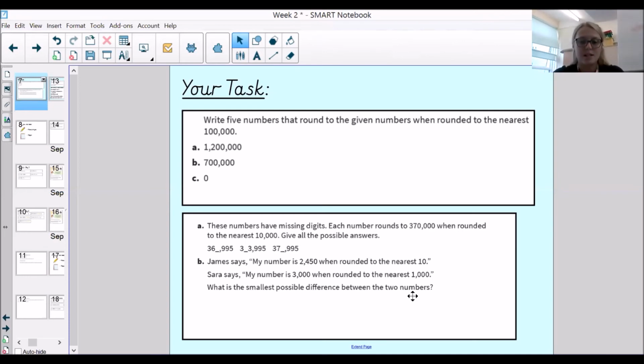And the last one says, James says, my number is 2,450 when rounded to the nearest 10. Sarah says, my number is 3,000 when rounded to the nearest 1,000. What is the smallest possible difference between the 2 numbers? Now that one's a trickier one, okay? We're going to go through that one in the most detail, but see if you can have a go at working that out. I'll give you a hint. You need to work out the smallest possible and the biggest possible numbers it could have been before you rounded to then work out the difference, okay?